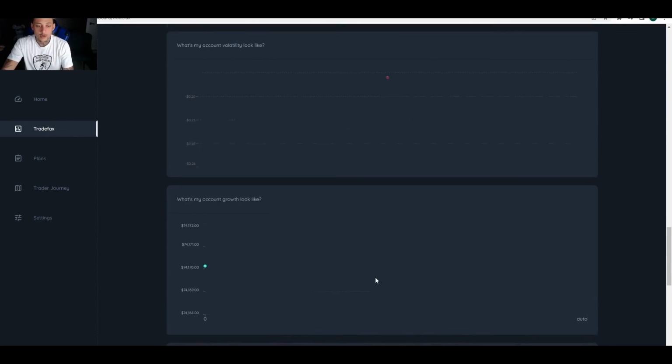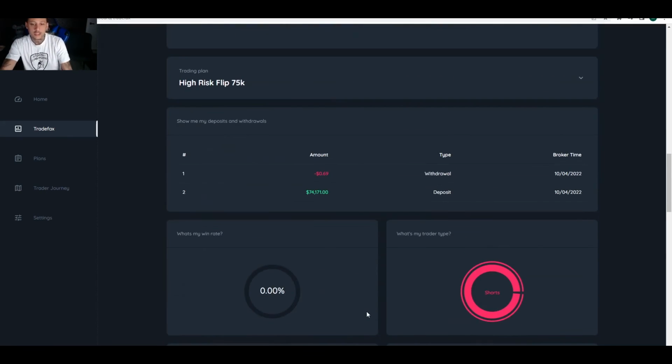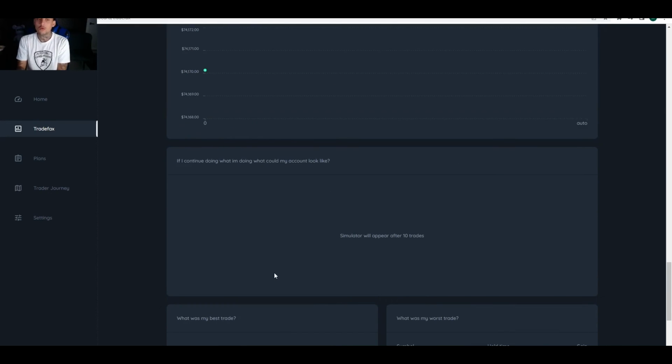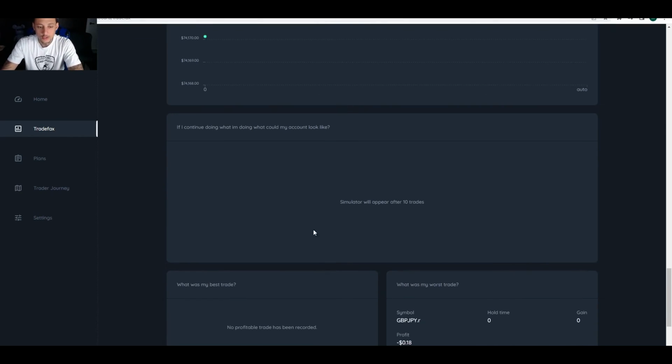So what the simulator basically is, after you've taken 10 trades, and what the journal and the algorithm behind this specific journal uses with the data that your trading account is showing us, you'll be able to see what your account will look like in the future. 100 trades is basically what it's showing you.